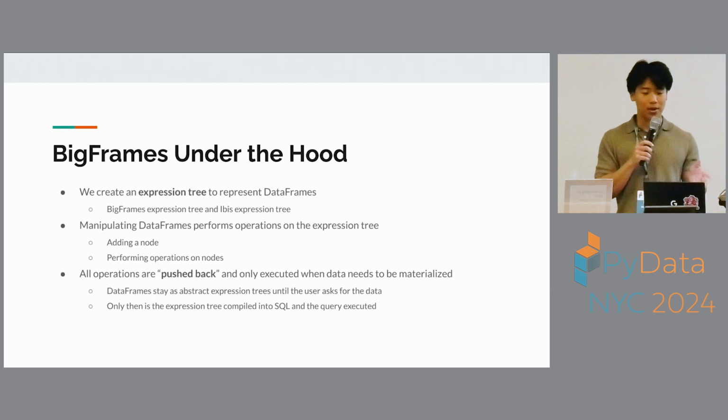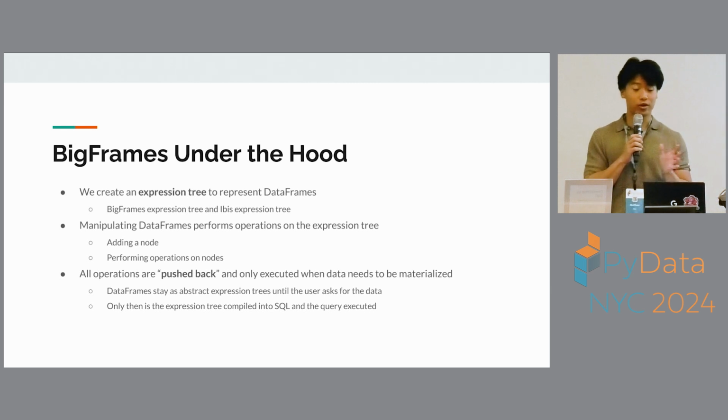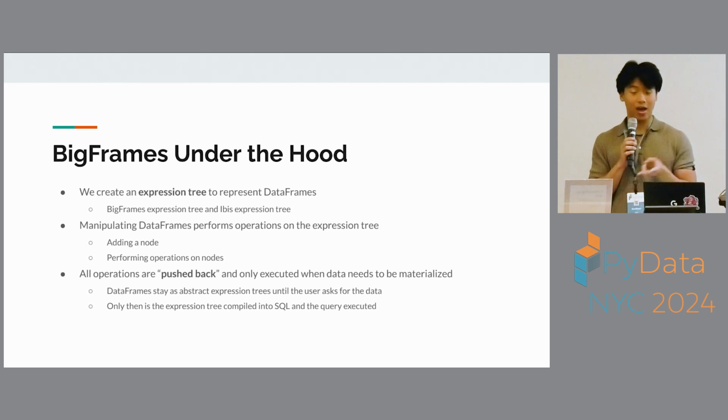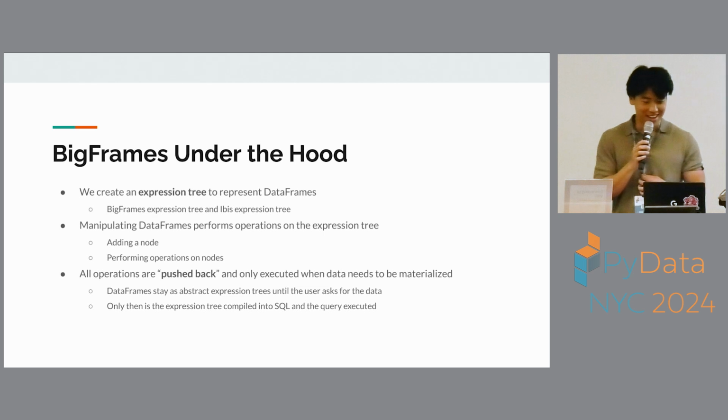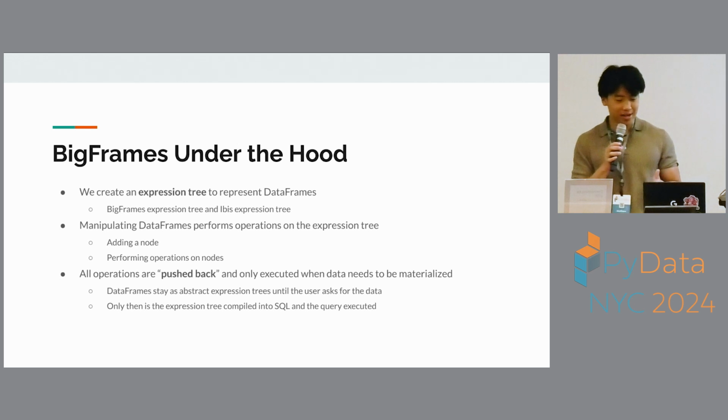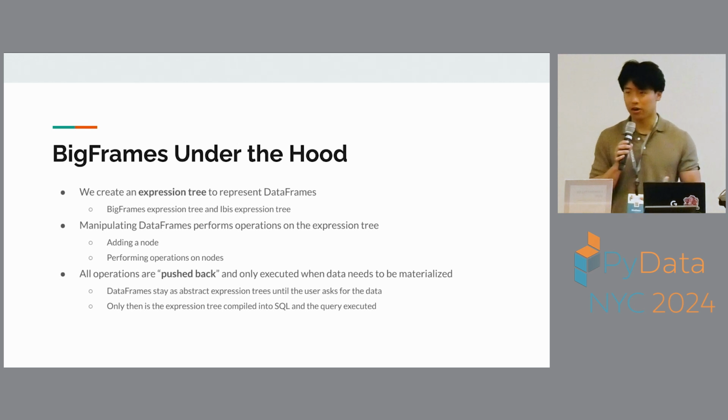So basically what BigFrames is under the hood is we create an expression tree to represent the data frames. So we have two expression trees. We have a BigFrames expression tree and we have an IBIS expression tree. I think the IBIS folks are here today, so that's fun. Basically, when you manipulate your data frame, you perform operations on the expression tree. You can add a node, or perform operations on nodes, or on a single node. And all operations are pushed back and only executed when the data needs to be materialized.